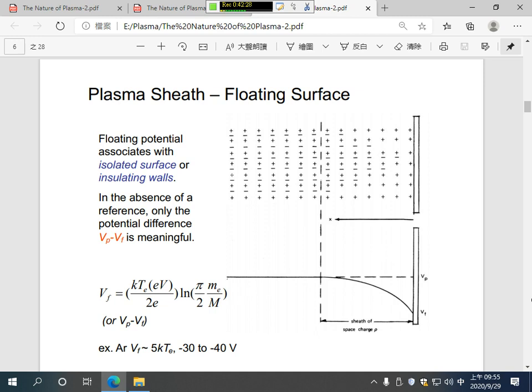So it means the velocity of positive ions becomes larger, accelerated by the electrical field. And when electrons travel across this dashed line, when they enter the floating sheath region, the electrical field decelerates the electron. So it means the velocity of electrons will become smaller. Okay.